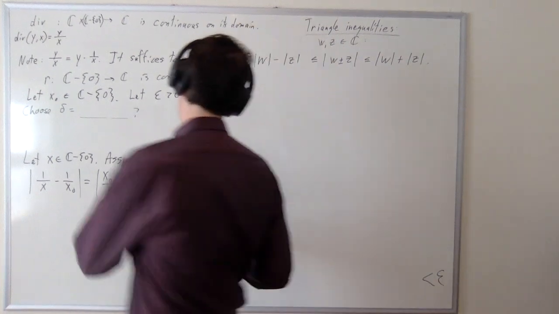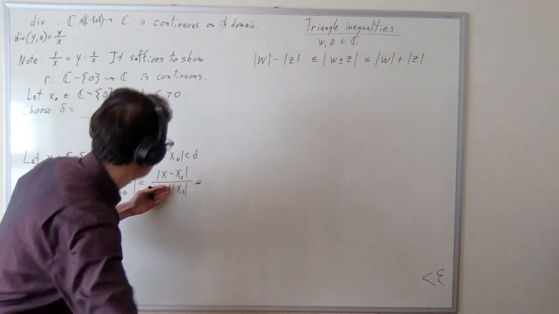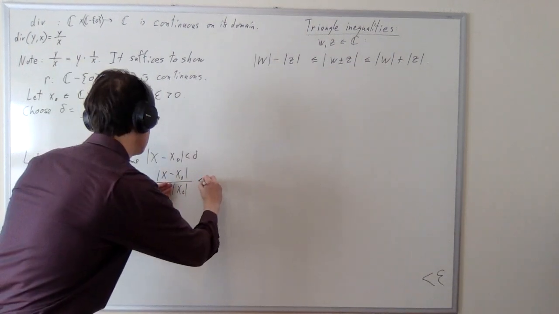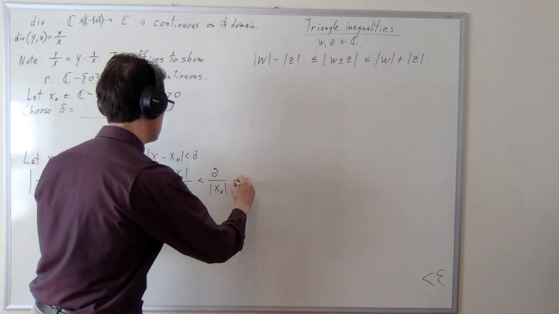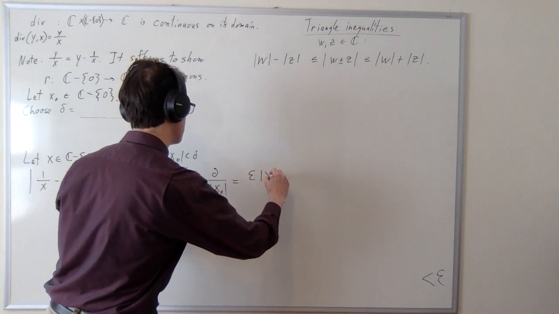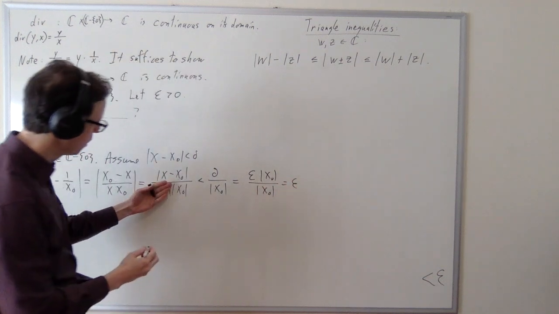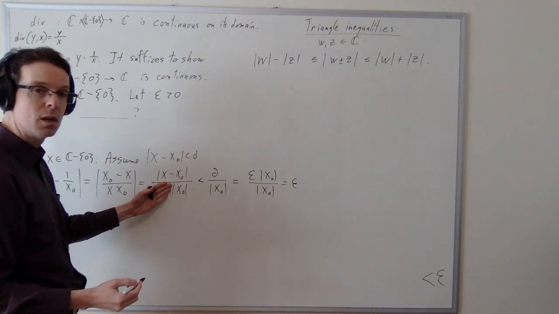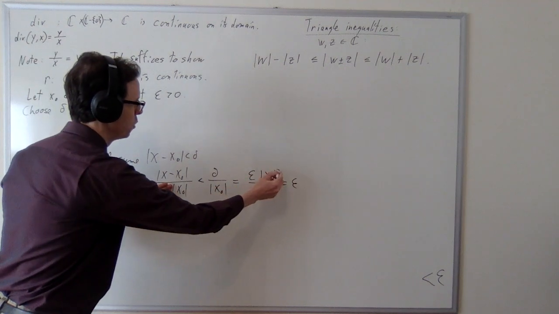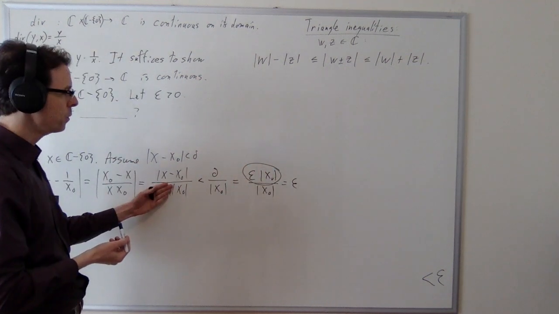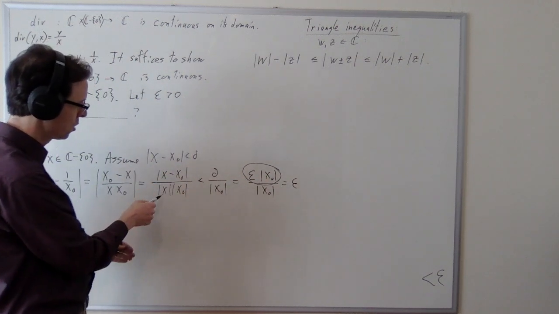So for example, if this term weren't here, we could say this would end up less than delta over modulus x naught. And we could rig this so that delta was equal to epsilon modulus x naught, and then we would just get an epsilon. So if this modulus x were not here, we could rig the choice of delta so that everything would work out. And this choice of delta would be epsilon modulus x naught, and this would work just fine if this term were not here.